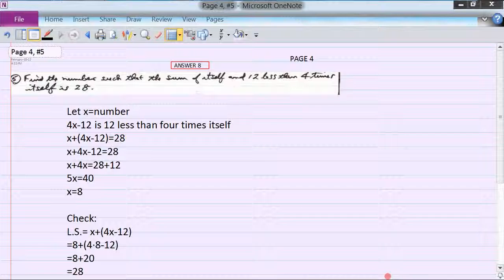So that completes page 4 and the problems that we are going to do on page 4.